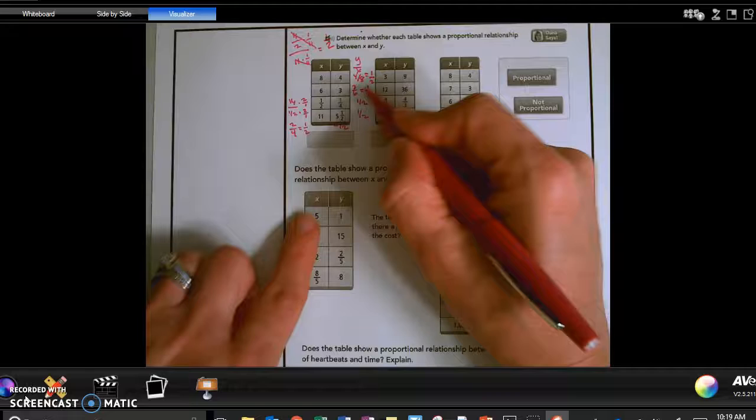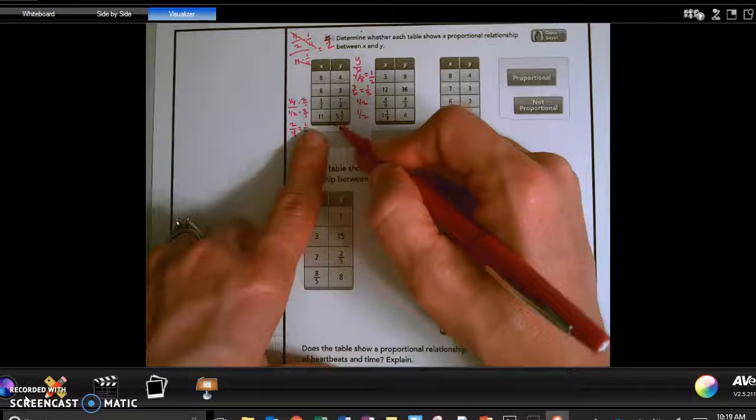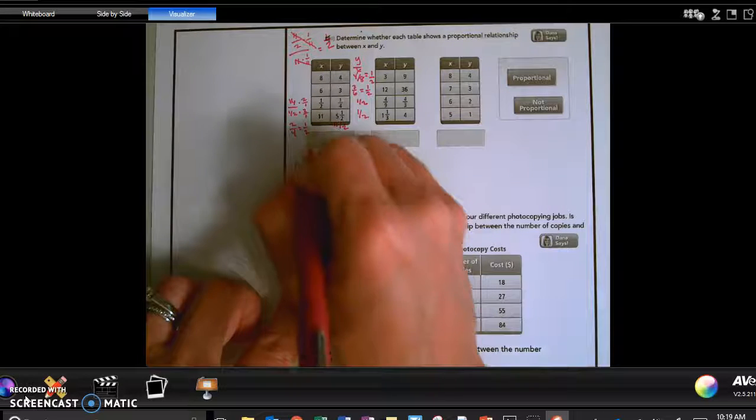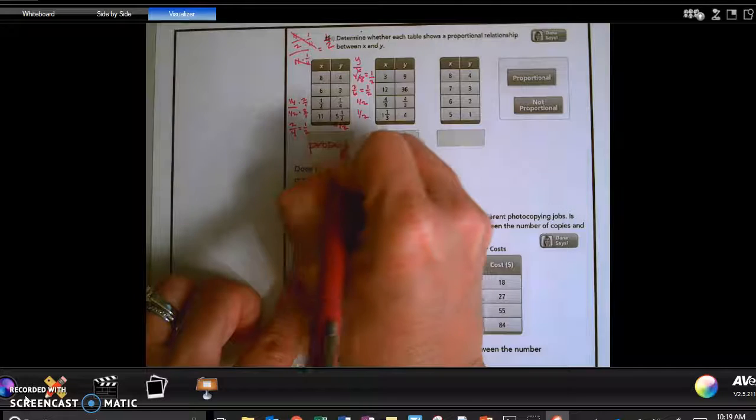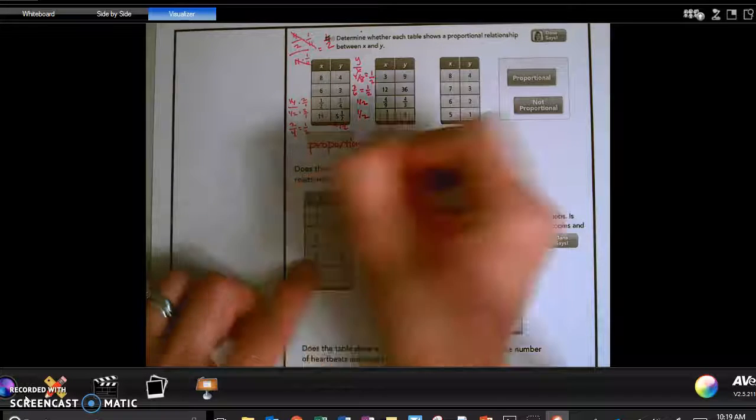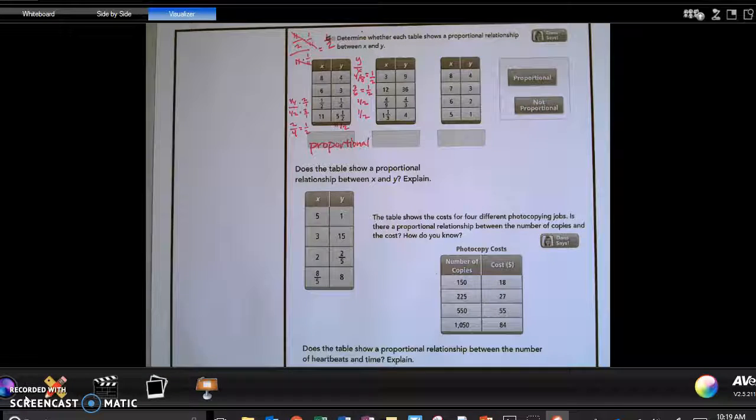Since I have a common ratio in every row of my table, I would say that this is proportional. Let's check out our second table here. We will pick this one up in the next video.